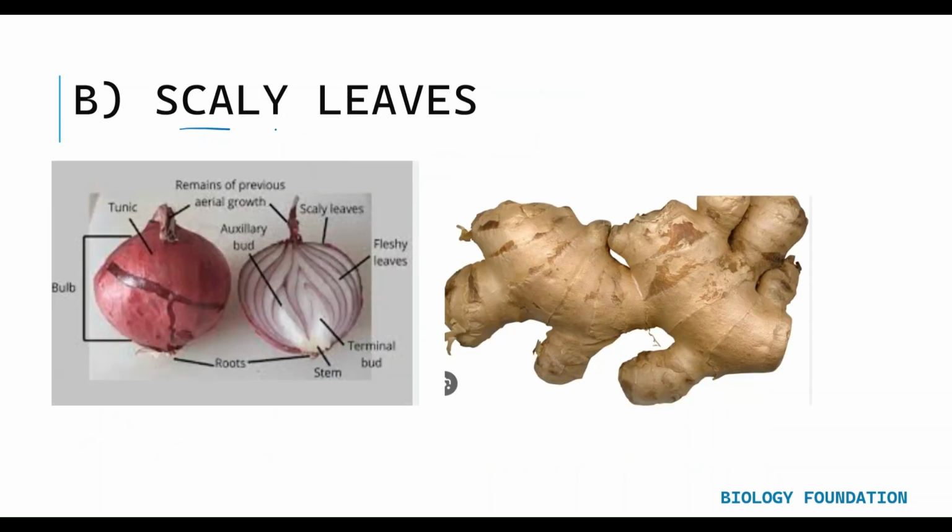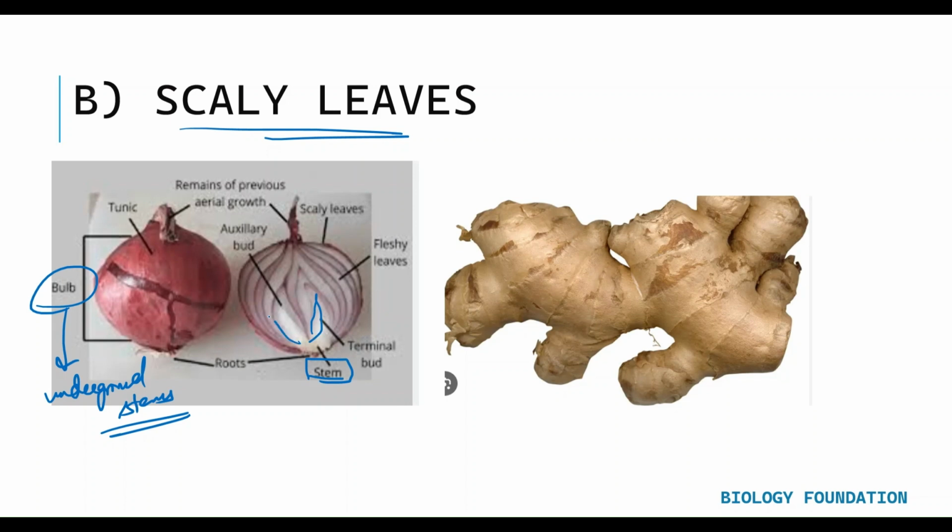Next is scaly leaves. If you remember, these are your bulbs. What are bulbs? Underground stems, right? If you see, the stem is bulb, which is a modification. Bulb is modification of stem. Here you can see that the stem is surrounded by a terminal bud, and these terminal and axillary buds are surrounded by leaves. If you see in an onion, these are all leaves. These leaves are called fleshy leaves.